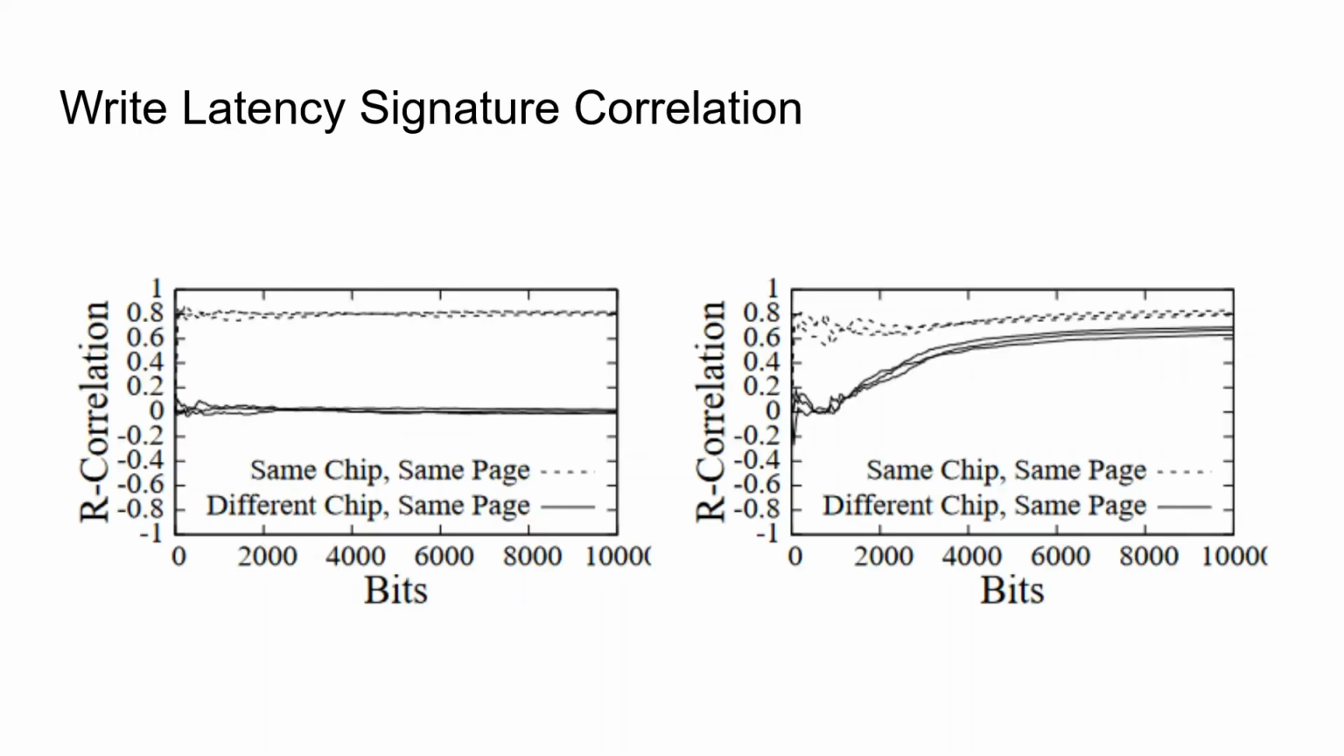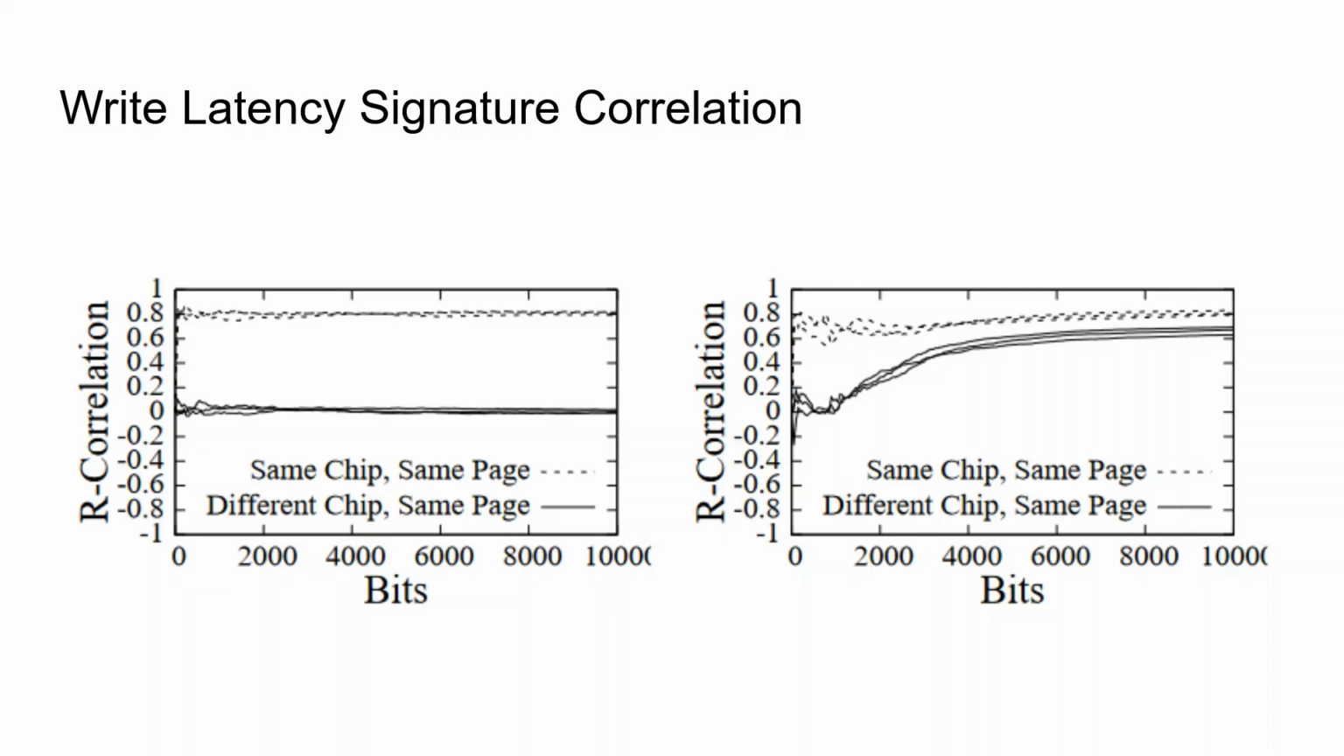Both SLC and MLC chips have similar selectivity otherwise generally. Signatures from the same page show a correlation around 0.83 for both, and signatures from different pages show a correlation around 0.02. This difference isn't as profound as the program disturb and read disturb based signatures, but it is still a large enough difference for it to be significant.